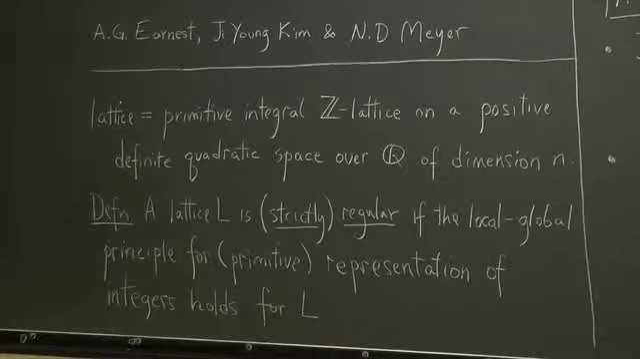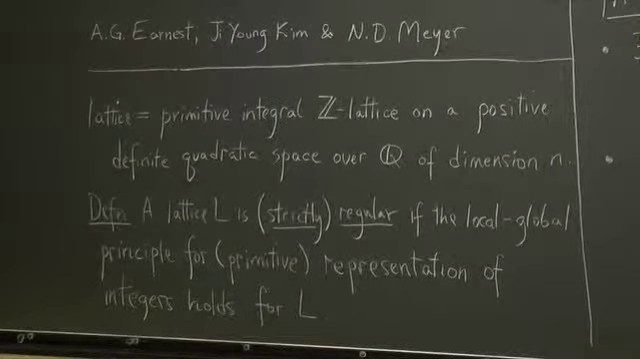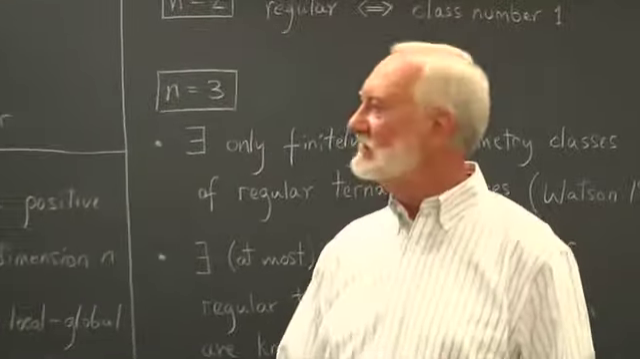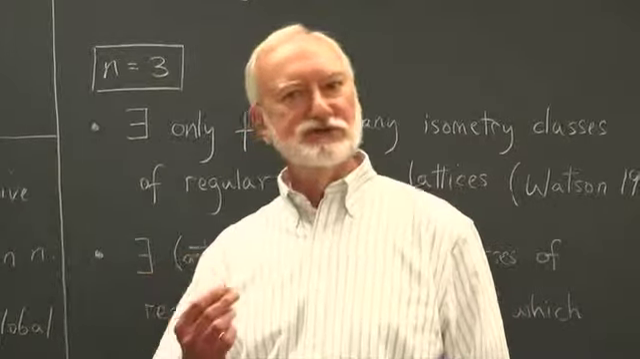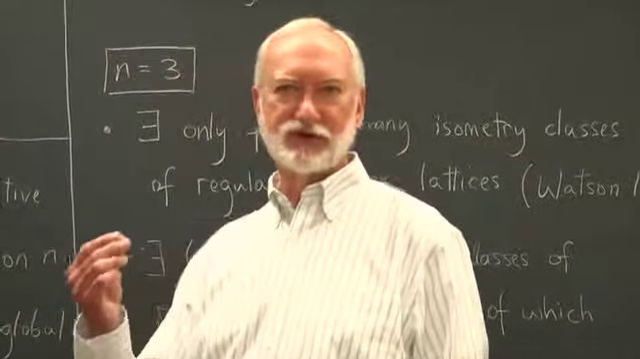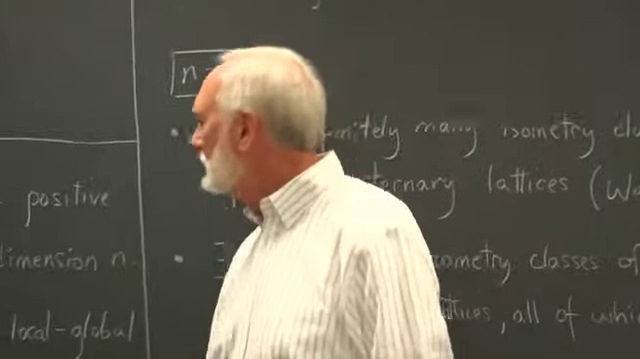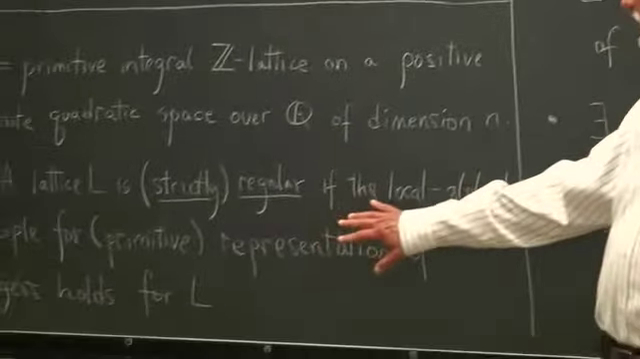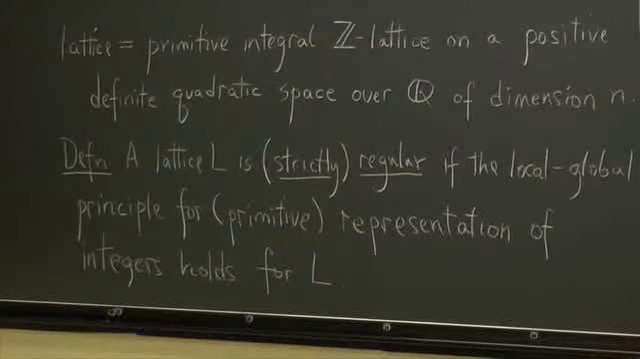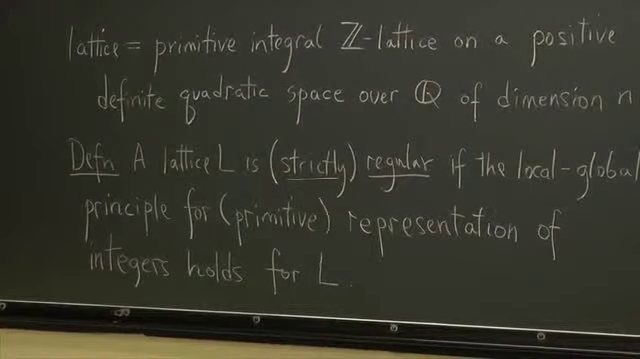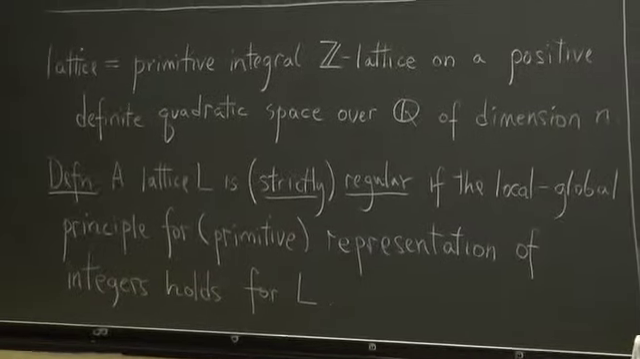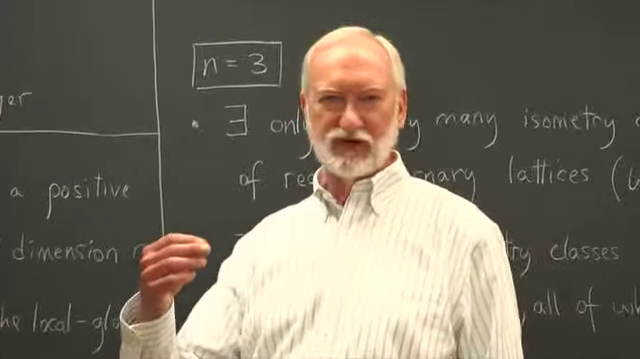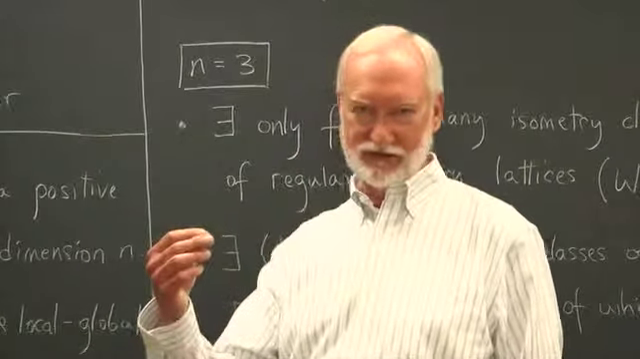The notion of regularity that we're talking about in this paper goes back to a paper of L. E. Dickson in 1927, where he introduced the term regular to refer to certain ternary quadratic forms. Formulated in the lattice terminology, a lattice L is regular if the local-global principle for representation of integers holds for L. In particular, every integer that's everywhere locally represented by L is actually globally represented by L.